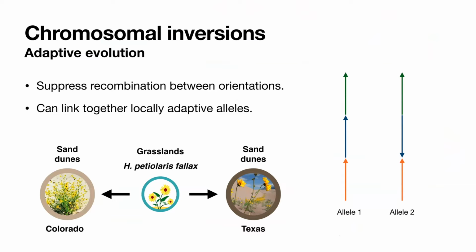So this has been seen in Helianthus pedularis, which adapts to sand dunes in two different locations. And in each case, there are very large differences in inversion haplotype frequency when compared to just general SNP allele frequency differences, suggesting an important role for inversions.